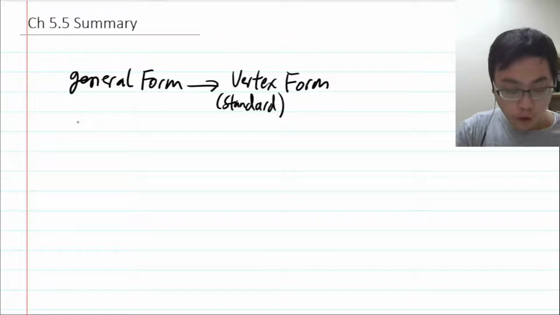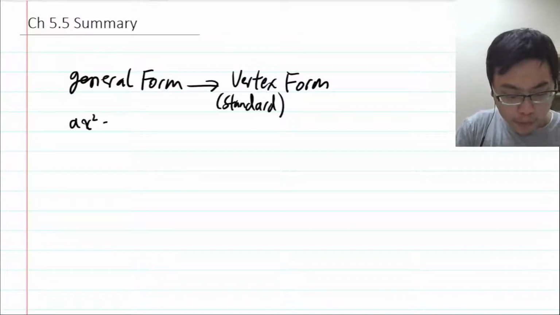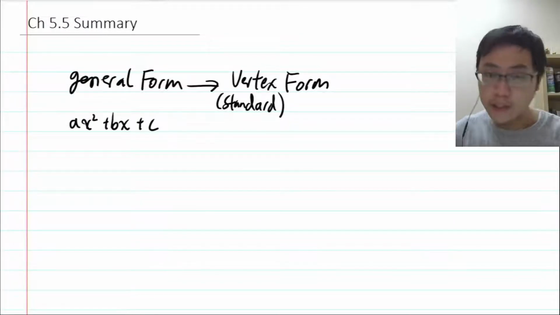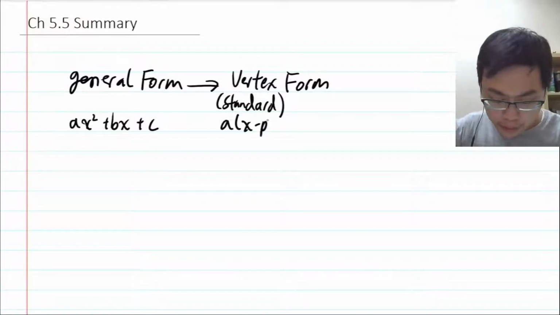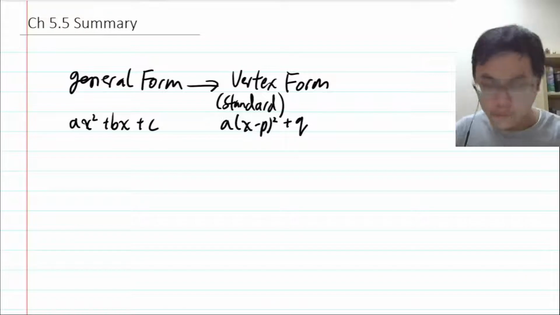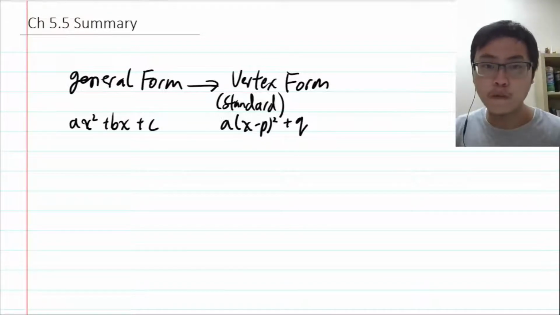General form is in the form of ax squared plus bx plus c. That is your trinomial. And the vertex form will be a bracket x minus p whole squared plus q. This is the vertex form. Now, why do we prefer vertex form?